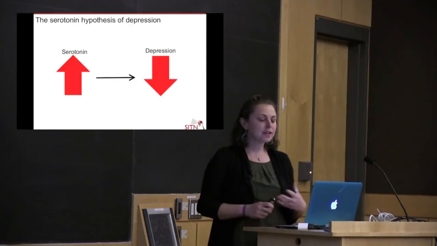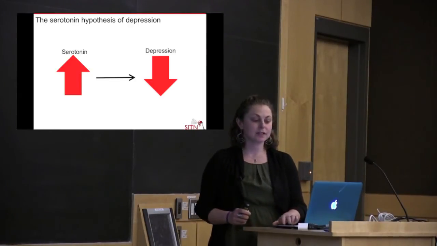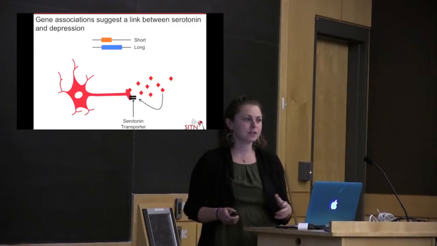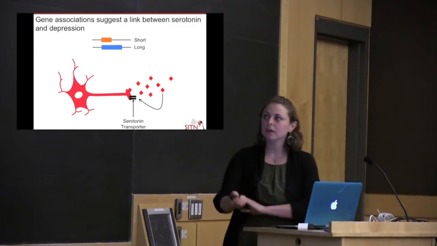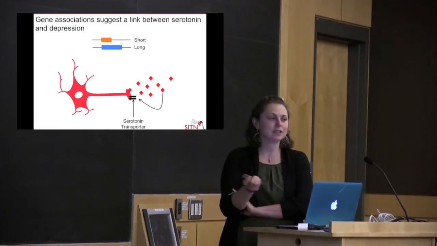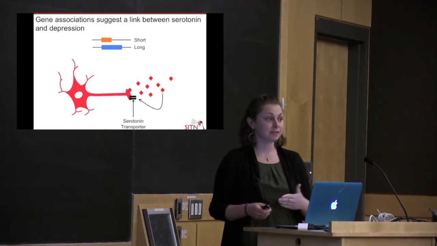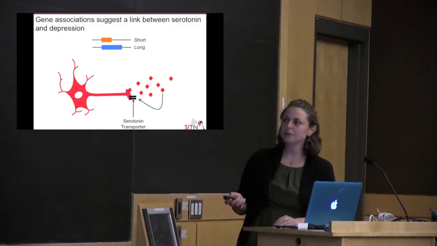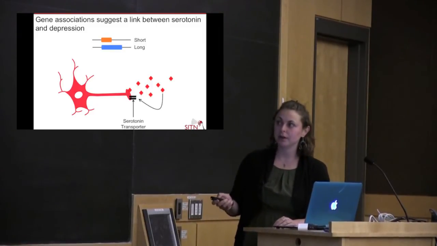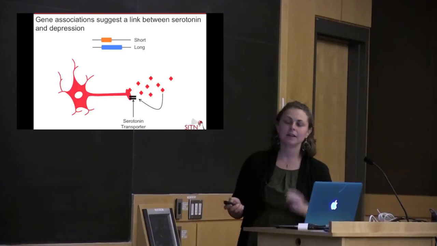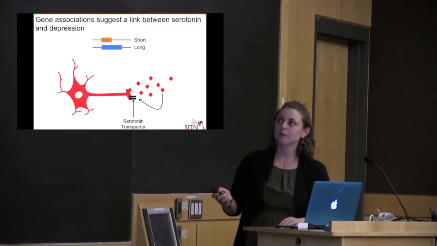In fact, other types of studies, such as gene association studies, have supported this hypothesis. I just want to take you through one example. Earlier today, we heard about gene variants, right? Different forms of the same gene with different sequences. It turns out that the serotonin transporter is encoded by a gene that has two forms. There's a short form shown here in orange and a long form shown in blue.